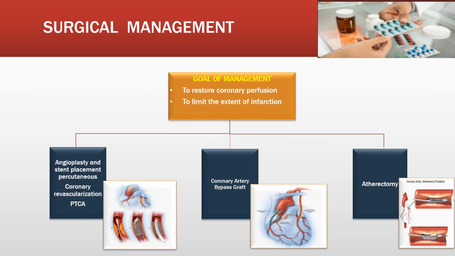Surgical management: what is PTCA? It is angioplasty or stent. We place a stent in the percutaneous coronary intervention, where we are putting a stent into the narrowed or the blocked section of the artery. So what we are trying to do is restore the blood flow.